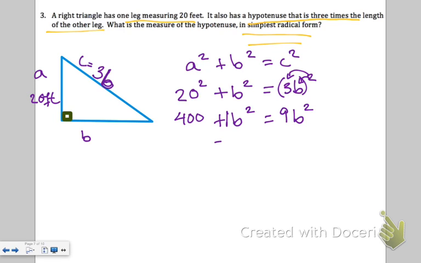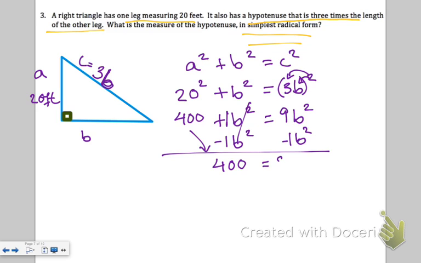We're going to go on ahead and subtract 1b squared on both sides of the equal sign to bring those variables together. So we're left with 400 on the left is equal to 9 minus 1, 8b squared, right? Few more steps until we get b. We're going to use the inverse of multiplication and divide by 8 on both sides. So we're going to have b squared is equal to 50.